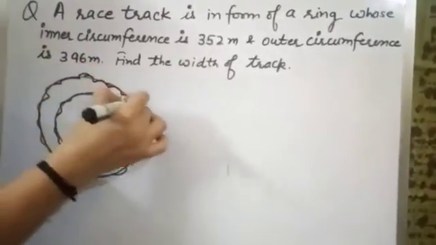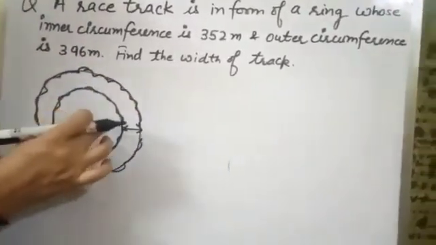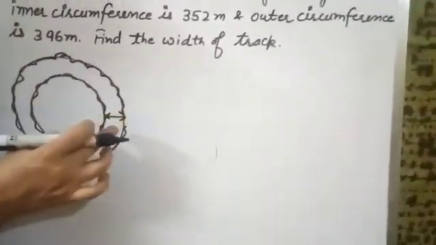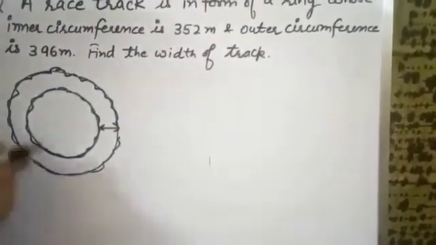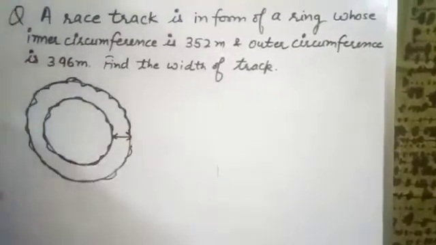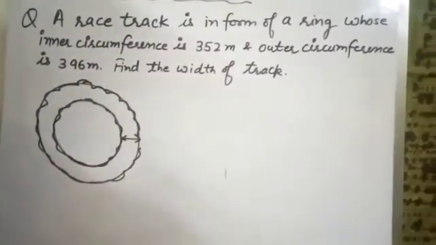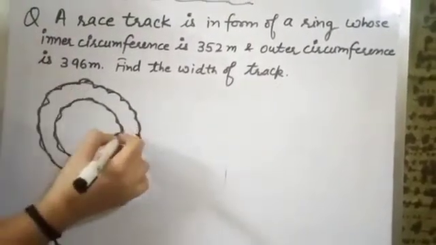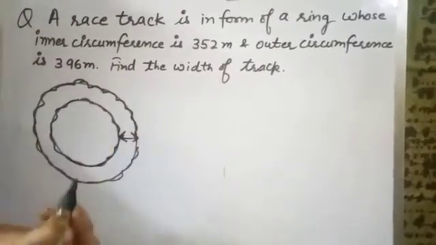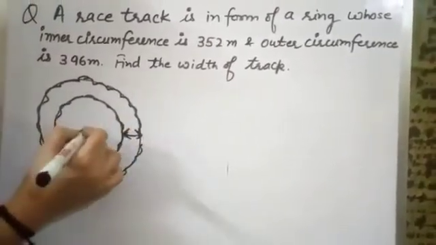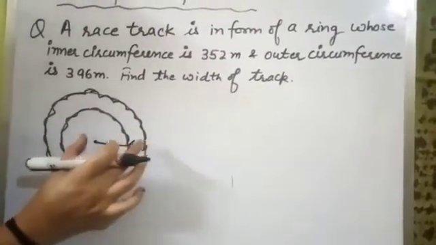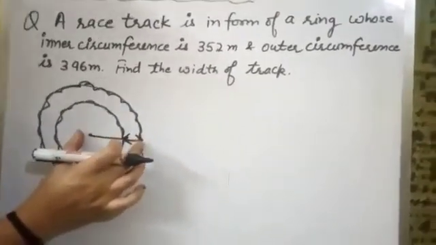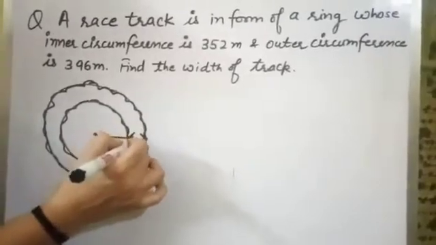In the previous question, we were given the inner radius and outer radius, and we found the inner circumference and outer circumference. But in this question, the inner circumference and outer circumference are given to us, and we have to find the radii to find the width of the track. How can we find the width of this track? If this is the inner radius and this is the outer radius, if I subtract the inner radius from the outer radius, we will get the width of this track.